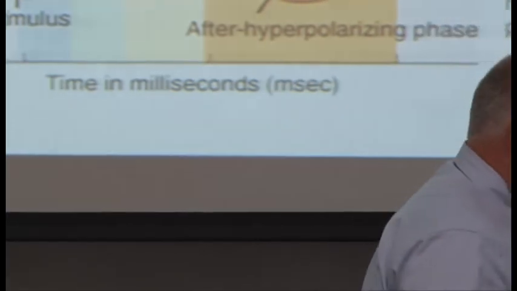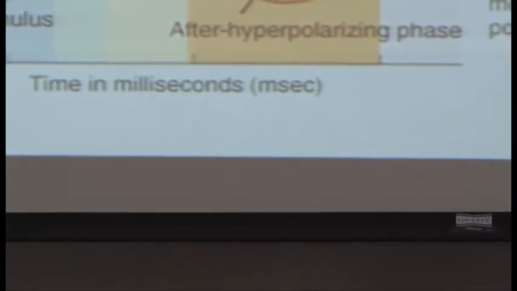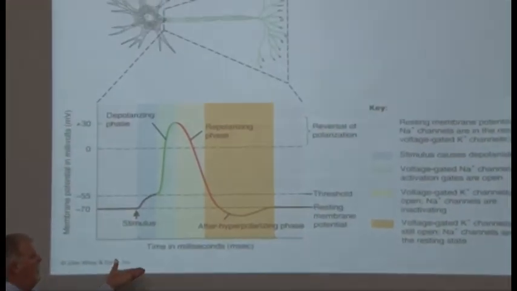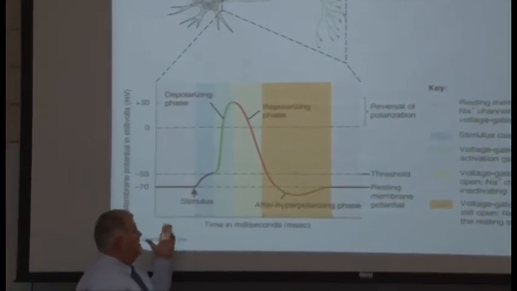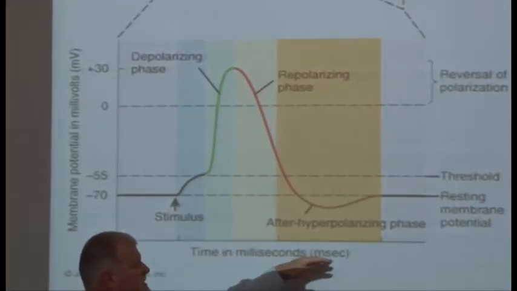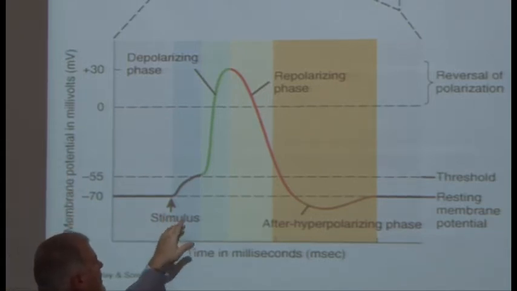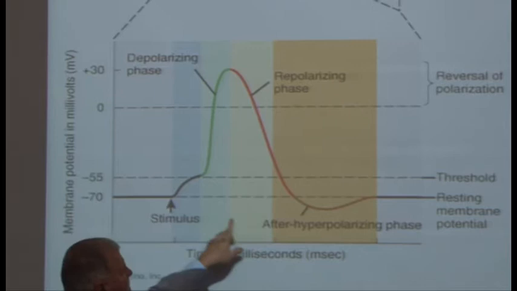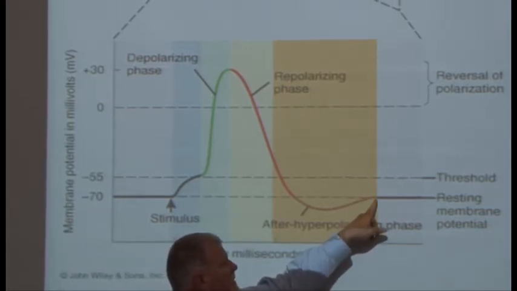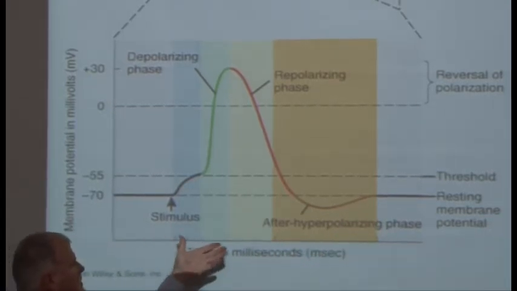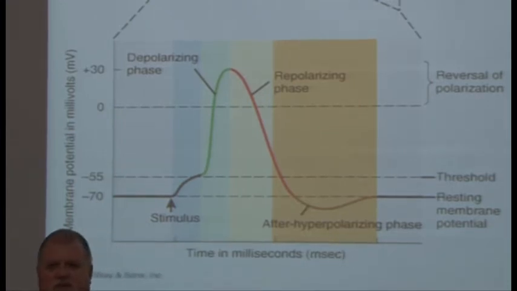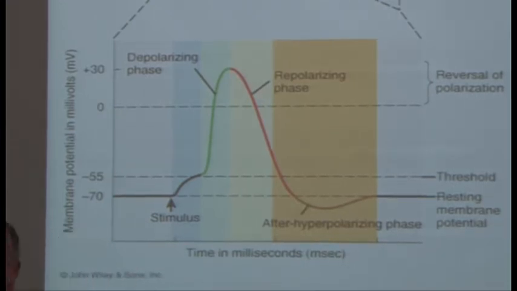Notice that, again, I would give the author a bad grade because they didn't give you any units as to what our milliseconds are. But notice that this graph is milliseconds going this way, and membrane potential in millivolts going that way. From the point of stimulus to the time that we are back at a resting potential is only 2 units within this millisecond time frame. So very, very, very rapid.